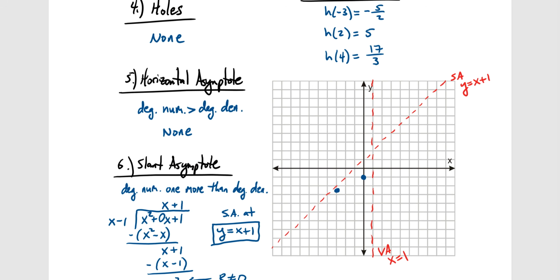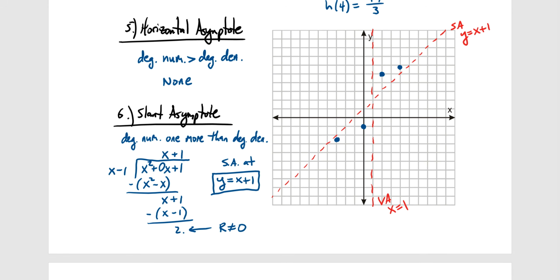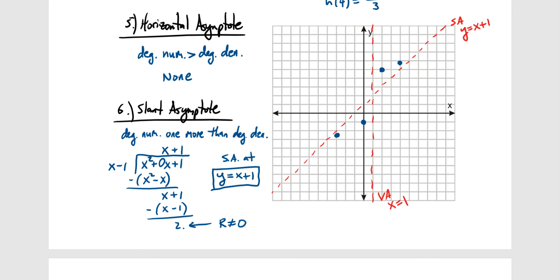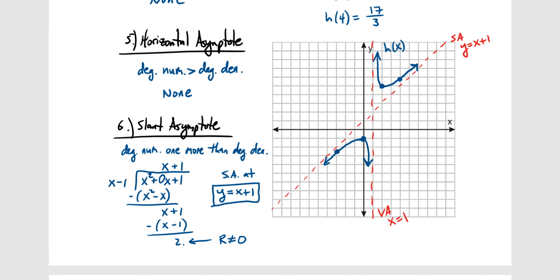Negative 5 halves is negative 2.5. And for 2 comma 5, that would be right up here. And for 4 comma 17 thirds, that 17 thirds is a little bit more than 5, a little bit less than 6. It's 5 and 2 thirds. So now we can connect these, and it should look something like this. Okay, and that is our function h of x.